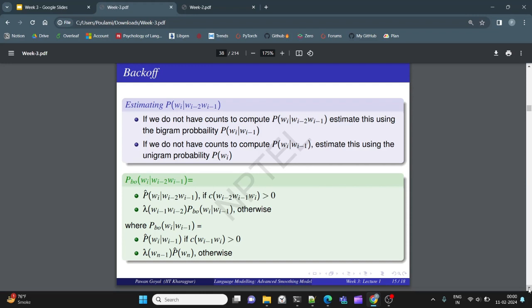So what happens in backoff? Say we're computing the trigram probability. If such a trigram does not exist, if the count of the trigram is zero, we back off to the bigram. And if the bigram count is zero, then we back off to the unigram. So we are backing off to a lower n-gram. That's what happens in backoff. For example, we see over here the probability of Wi given Wi minus 2, Wi minus 1. So here we are estimating this.